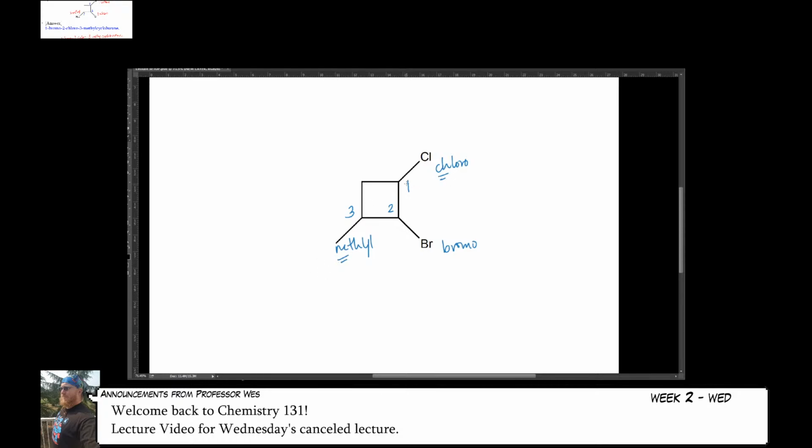So I'm either going to number from here is 1 or the methyl is 1. Chloro comes first alphabetically, so it gets the 1. Bromo can never be 1 if the groups are arranged in this orientation. Because the best I could do would be 1, 2, 4, numbering it that way. Okay. So this molecule as drawn would then be, oops, sorry, I missed bromo here. 2 bromo, 1 chloro, 3 methyl, cyclobutane.